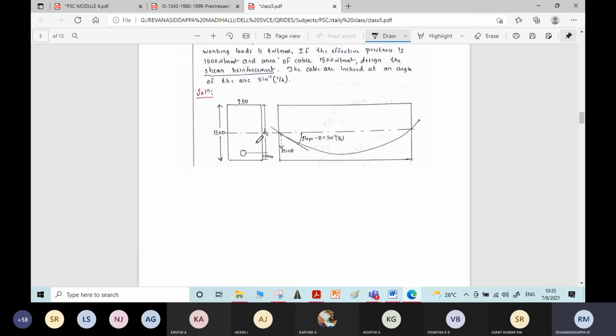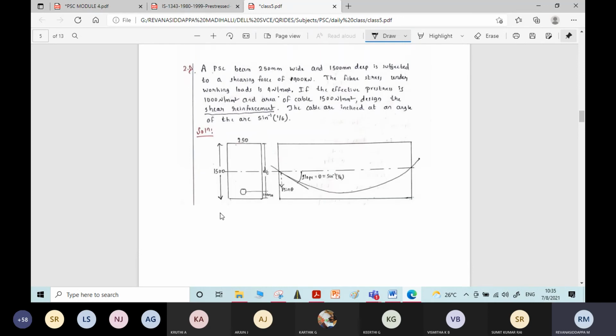B is equal to 250 mm and overall depth is equal to 1500 mm. Then the fiber stress under working loads is equal to 4 Newton per mm square. Fiber stress means fcp here. Fiber stress fcp is equal to 4 Newton per mm square.